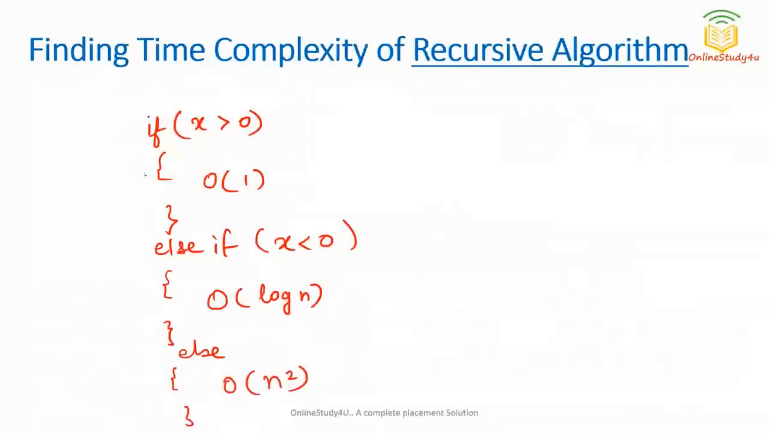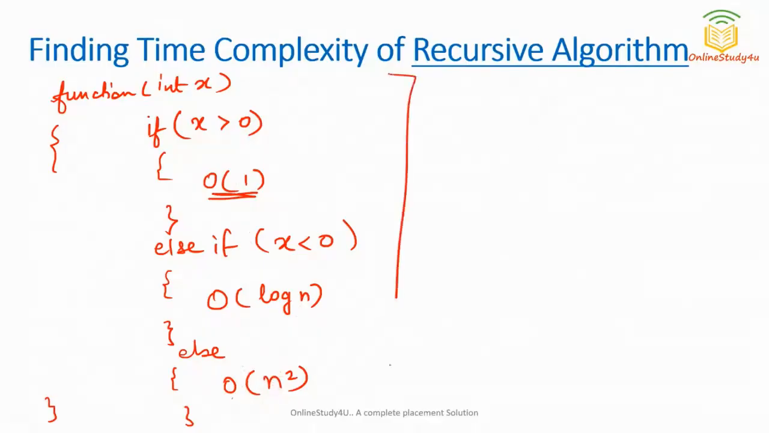Are you getting this question? It means we have an if else ladder. Suppose we have created a function which accepts int x. This whole thing is inside the body of the function. If the if block is working, that code will take order of 1 time complexity. In the else if block we have some code which will take order of log n time complexity. And in the else part, we have big O of n square. Now you have to tell me the time complexity of this entire code in terms of big O notation.